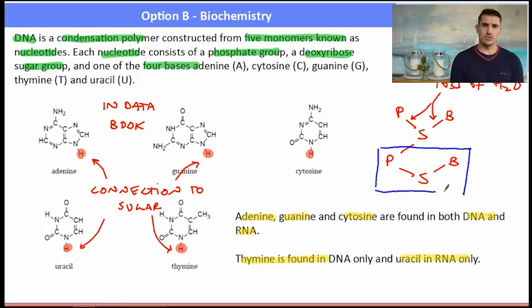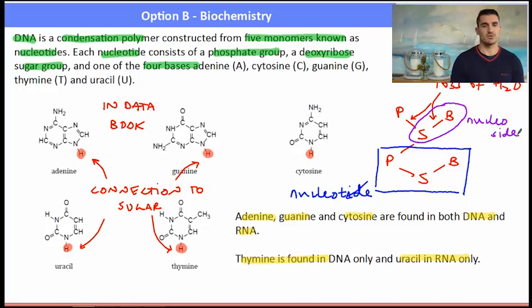This box that I've circled on our phosphate, sugar, base, that is known as a nucleotide. So if they ask you to draw the nucleotide, it must have a phosphate, a sugar, and a base. A nucleoside is just a sugar and a base. So make sure you know the difference between those two terms.